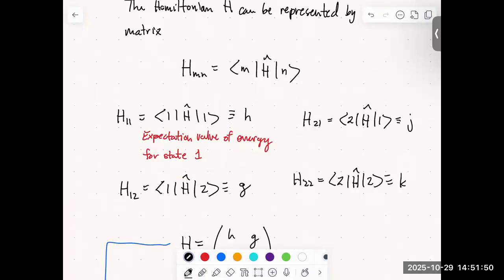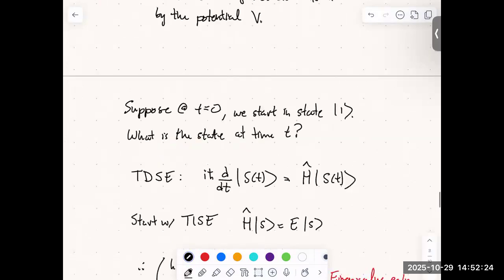H is the expectation value of the energy for state 1. And then we ultimately ended up saying, let's make K equal to H as well. So what we assumed from the beginning is that the energy of the two isolated states were equal to one another. And then we decided that these off-diagonal elements were a result of some kind of potential, some interaction between the two states. And we set them equal to G. And so we end up getting something kind of interesting.